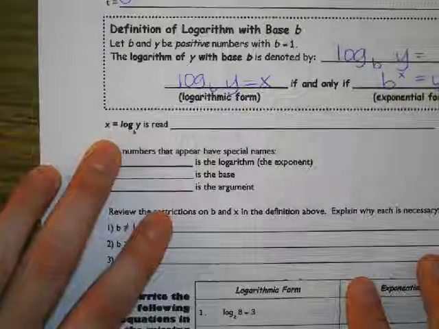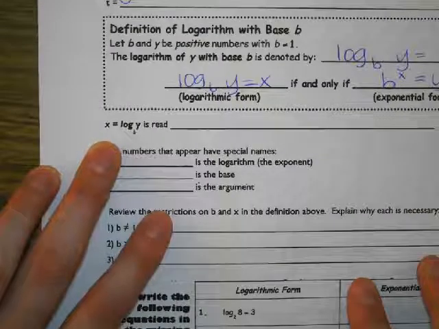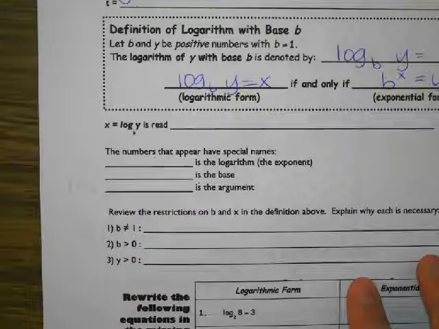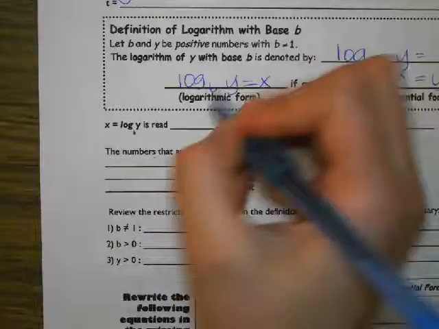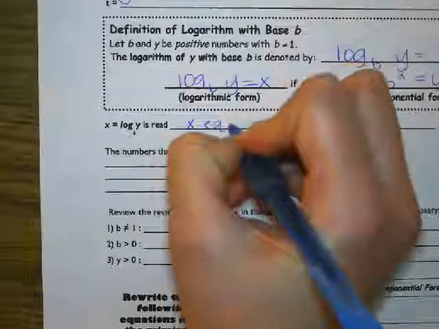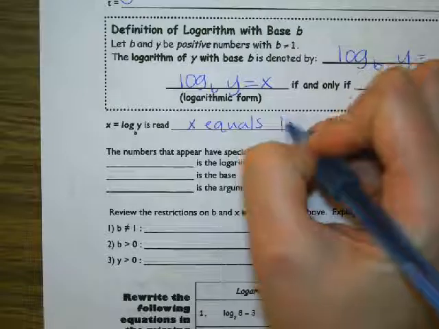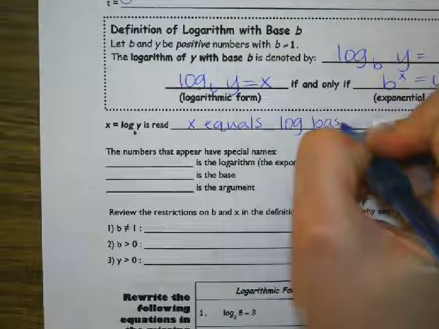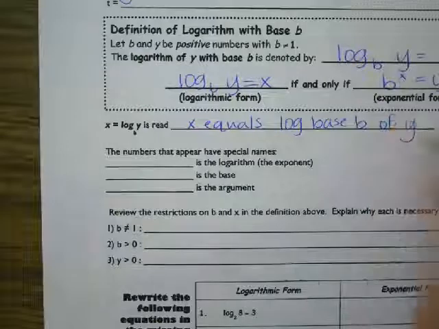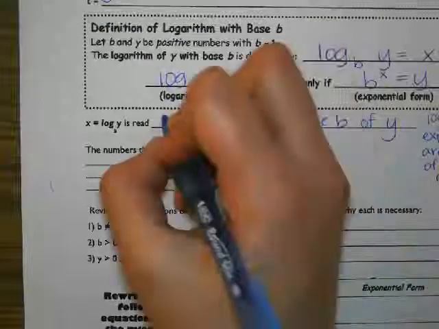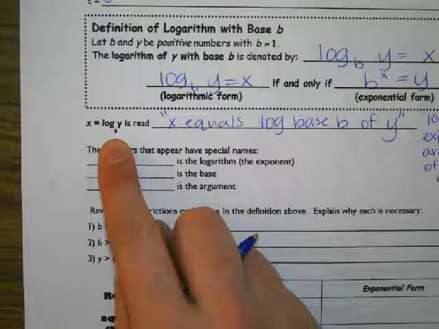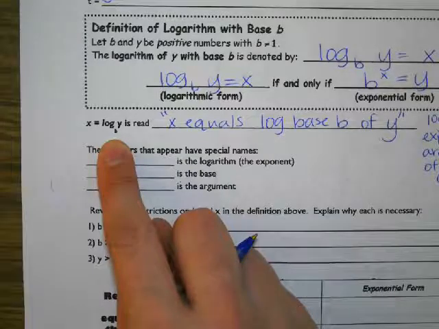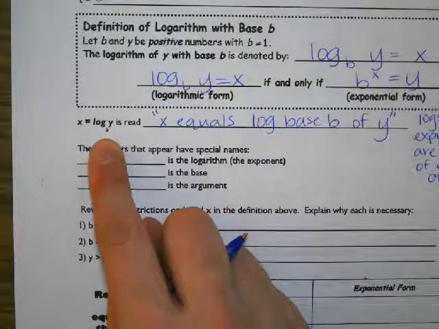So a lot of students, since this is the first real time you have spent a lot of time with logs, don't know how to say it out loud, so we want to make sure that we can do that. So this equation right here, if you said it out loud, you would say x equals log base b of y. That's how people actually say it out loud. So please don't say log little b y, or don't say log by. We say it out loud, log base b of y. That's how you say it. All right?